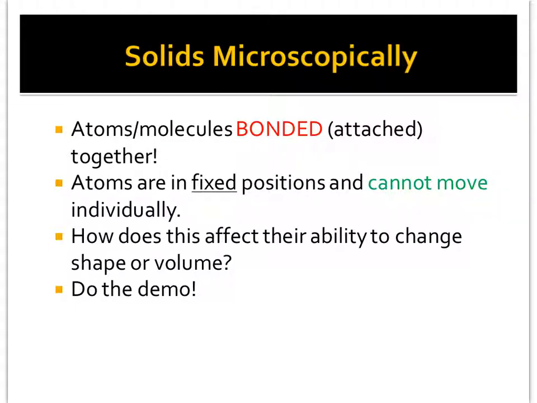So, microscopically, why do solids have a definite shape, a definite volume, a definite density? In a solid, the atoms and molecules are bonded together. They're actually chemically attached to one another. So they cannot move independently of one another. If one part of the solid moves, the whole solid moves. That's not to say that they don't move. They certainly move around at their spot.